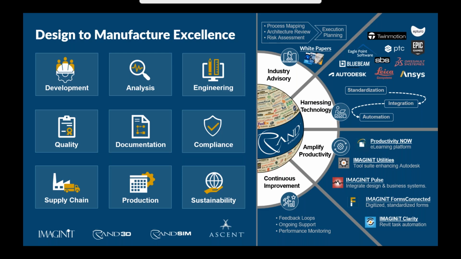So on the right side of this chart, we at IMAGINiT and RAND Worldwide support this process revolution with 4 key pillars. Number one at the very top, industry advisory. So we provide expertise through process mapping, architectural reviews, risk assessments, and white papers to help understand the trends and best practices in manufacturing. Number two, harnessing technology. We partner with the leading platforms like Autodesk, Bluebeam, Twinmotion, Leica, and others to drive standardization, integration, and automation around the complete project lifecycle through their value chain.